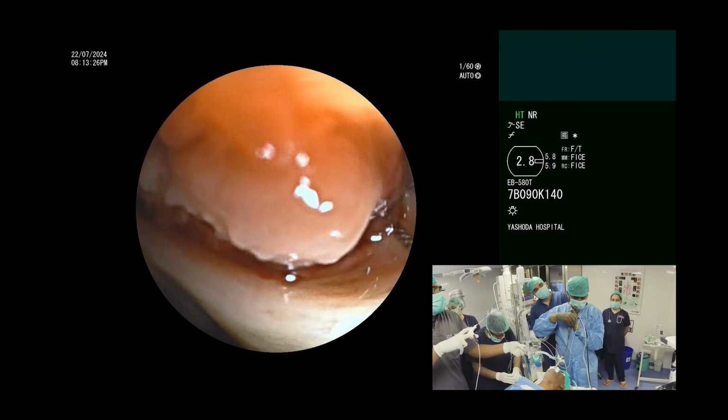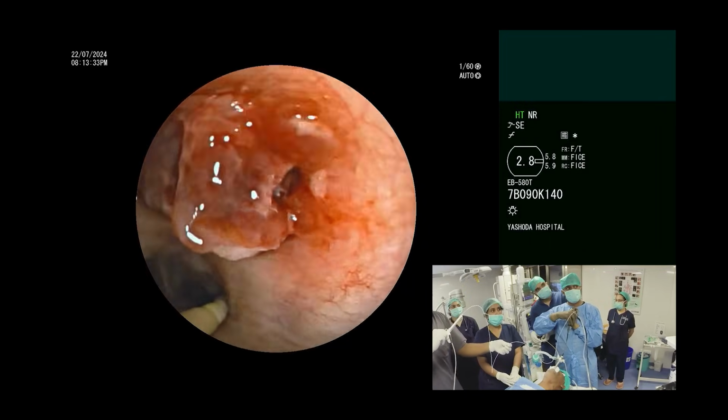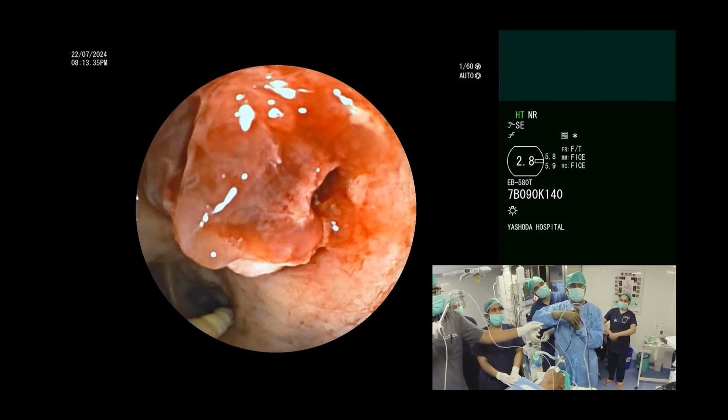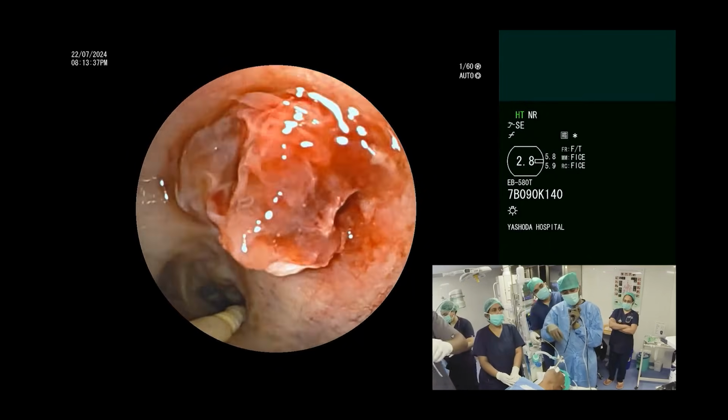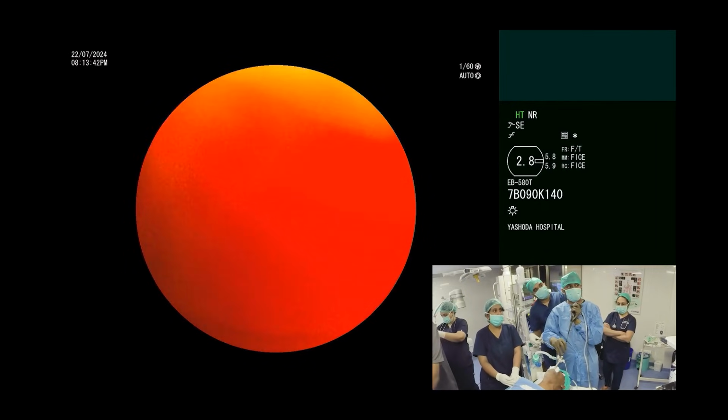So go ahead for the snaring, please. See, right now my assistant has slowly snared the tumor, and we expect some amount of bleeding. And yeah, it's a good snare. So we have got a good snaring of the tumor.